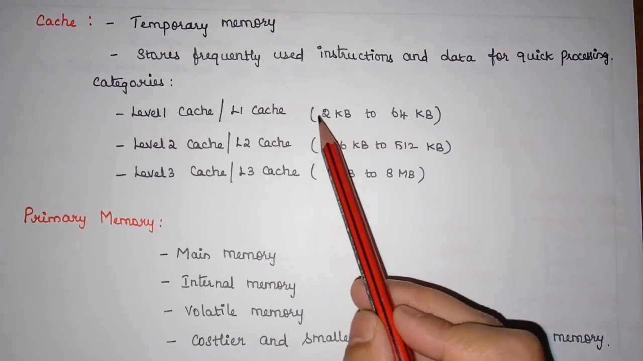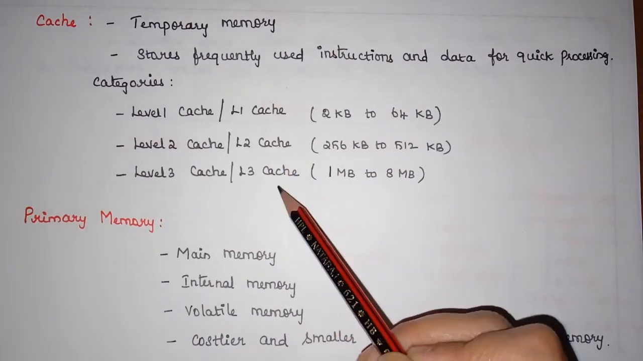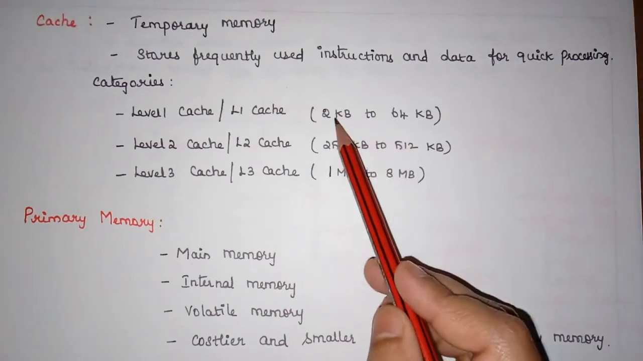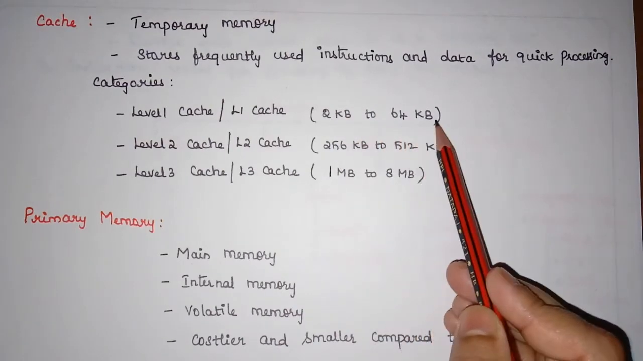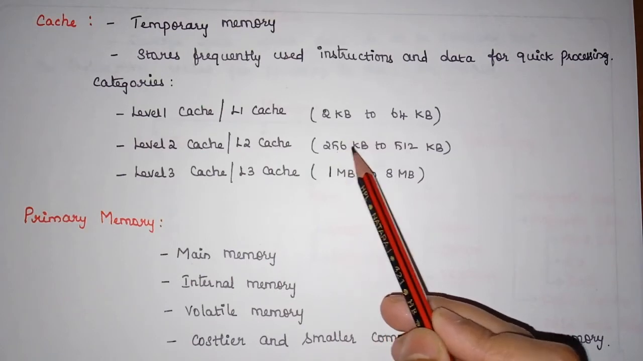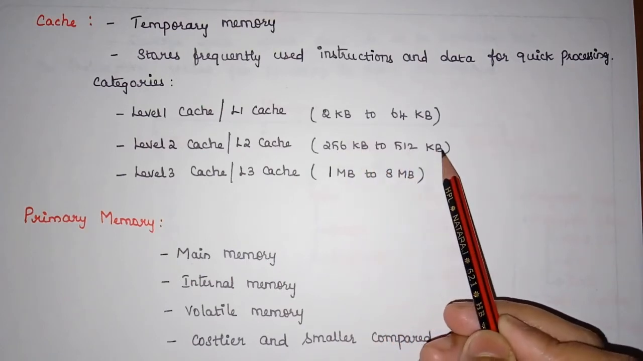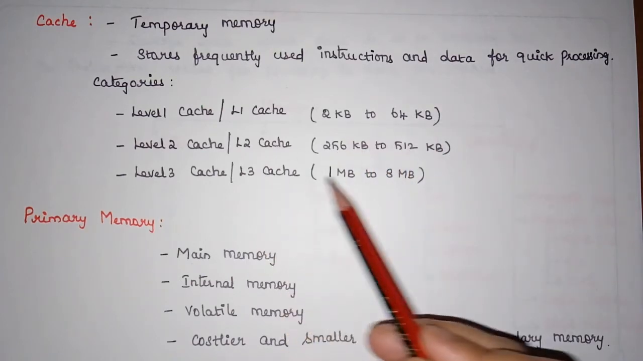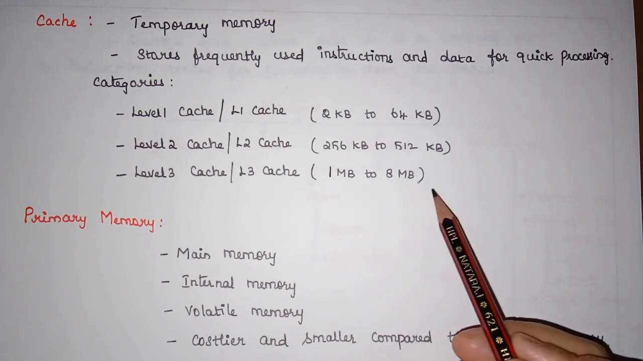Here you can see the size of these caches. For L1 cache, the size varies from 2 KB to 64 KB, whereas for L2 cache, the size varies from 256 KB to 512 KB, and for L3 cache, it is 1 MB to 8 MB.